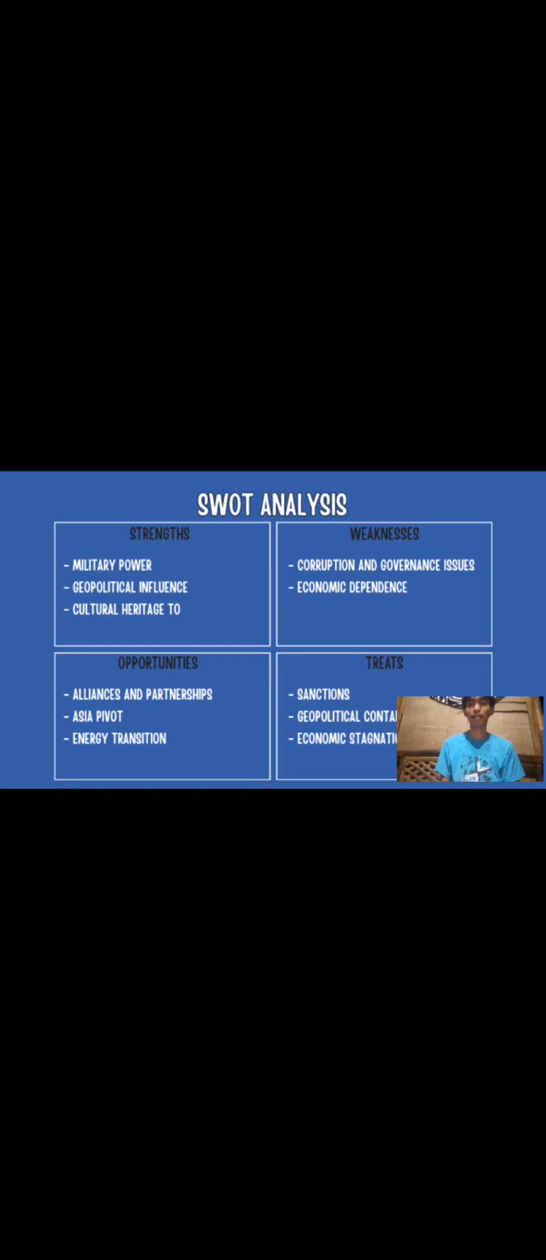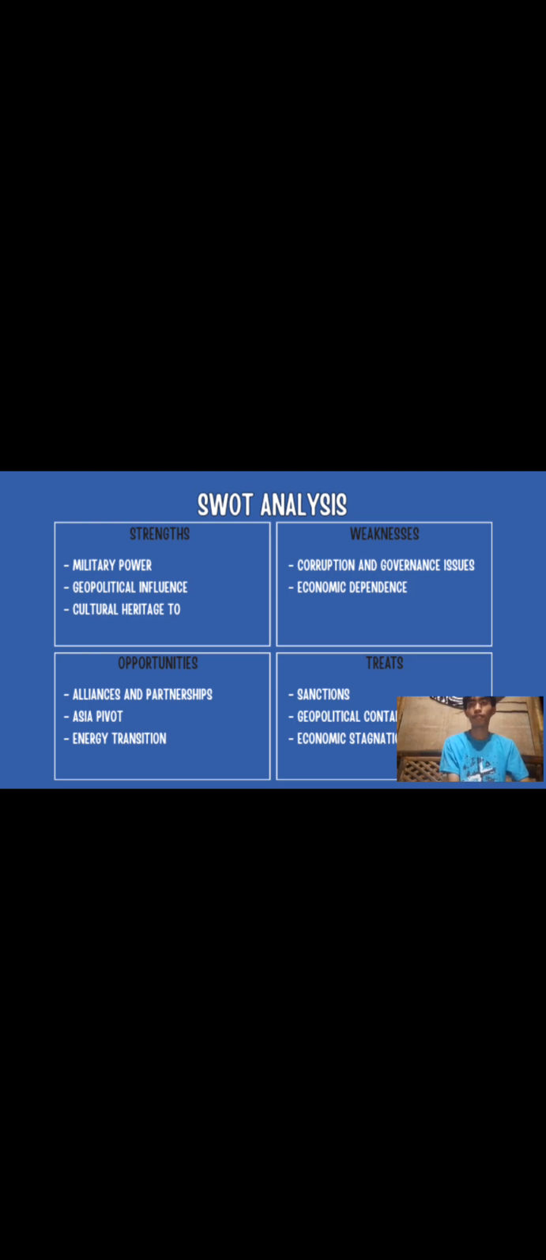Next, economic dependence. The economy is overly reliant on volatile hydrocarbon exports, making it vulnerable to fluctuations in global energy prices. Opportunities, alliance and partnership. Russia can deepen cooperation with the BRICS plus group and other emerging economies to create alternative economic and political blocs, reducing its dependence on the West.